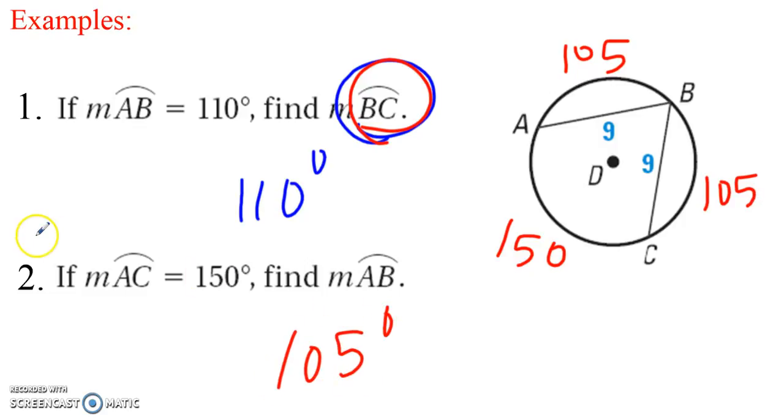Okay, so pretty simple theorem. If chords are the same, the arcs that they intercept are the same. If you're having trouble with intercepting, please note, extend this, and it would be whatever's above that arc.